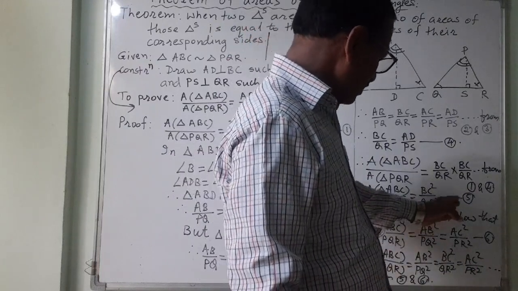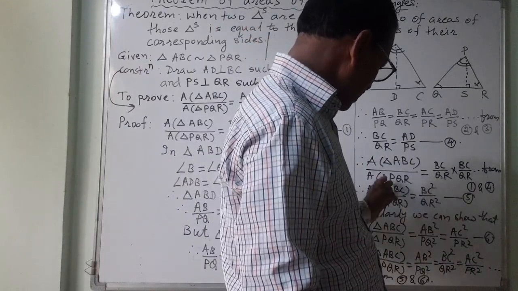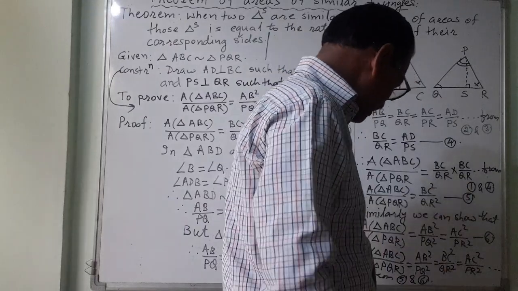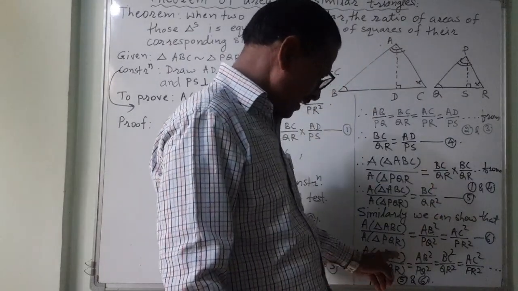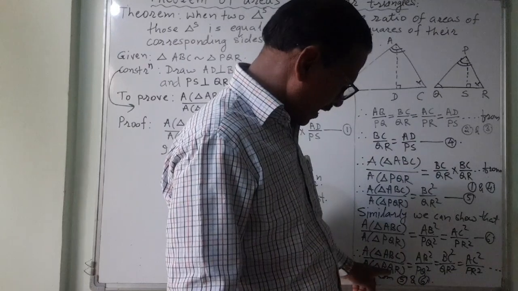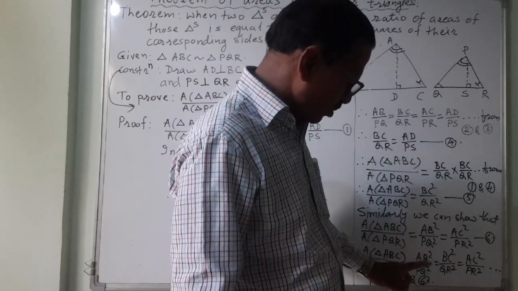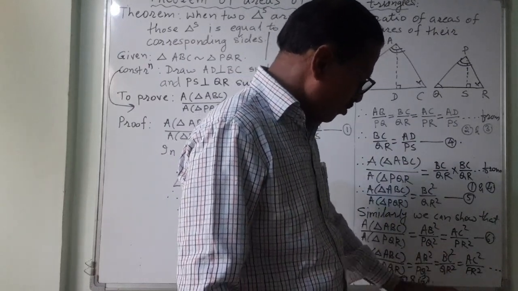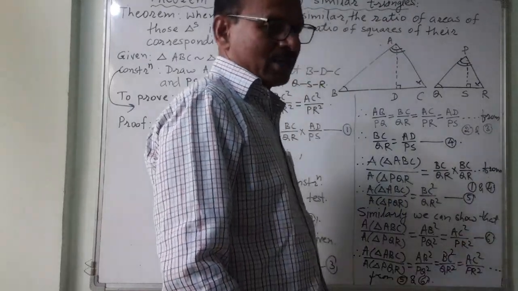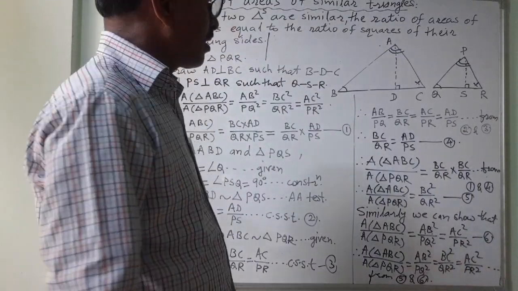Therefore, now this and this, these are the ratios of the triangle. Therefore, from 5 and 6, we can say area of triangle ABC upon area of triangle PQR is equal to AB square upon PQ square is equal to BC square upon QR square is equal to AC square upon PR square. Hope you would have understood this.